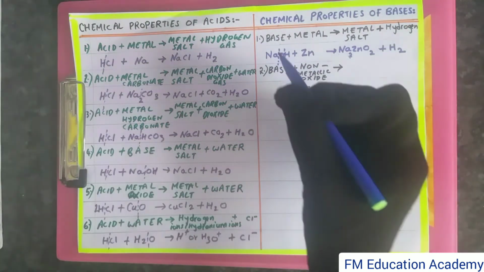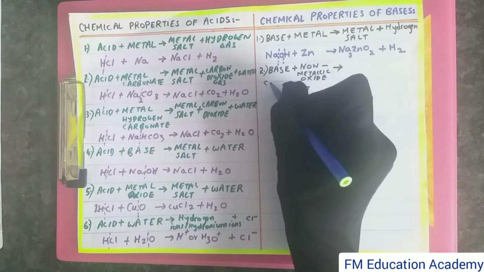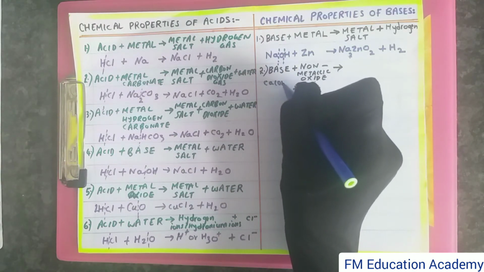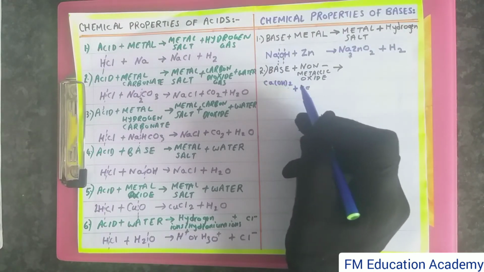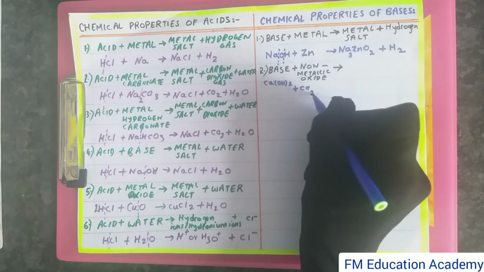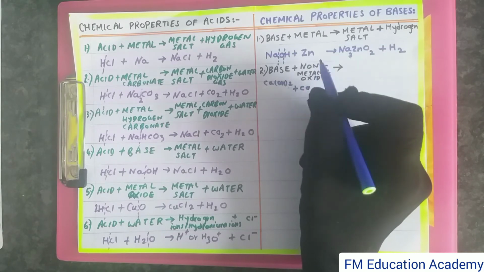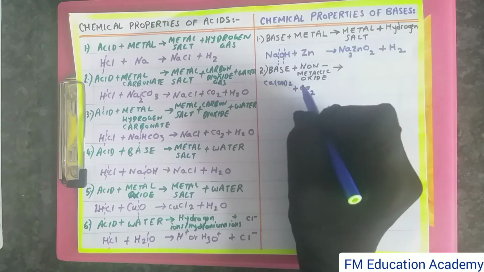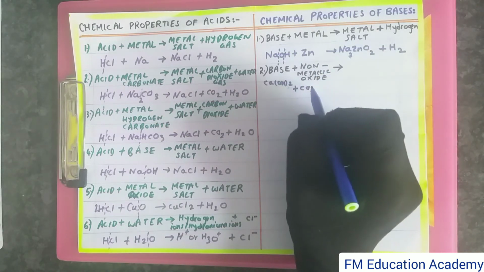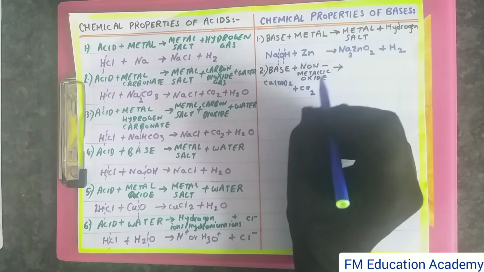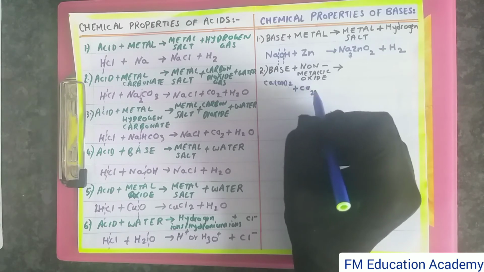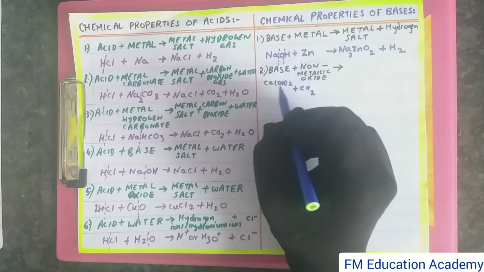So for the base we are taking calcium hydroxide, Ca(OH)2. And for the non-metallic oxide we are taking carbon dioxide. Why is carbon dioxide a non-metallic oxide? Because carbon is a non-metal, so carbon dioxide means oxide of carbon. So for the non-metallic oxide, I'm taking CO2, that is carbon dioxide, and for the base, I'm taking calcium hydroxide.